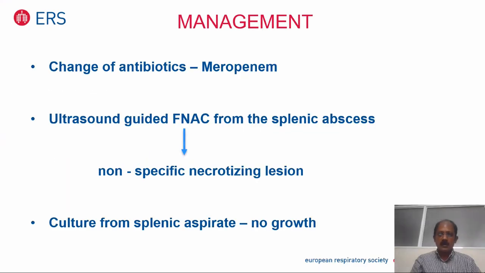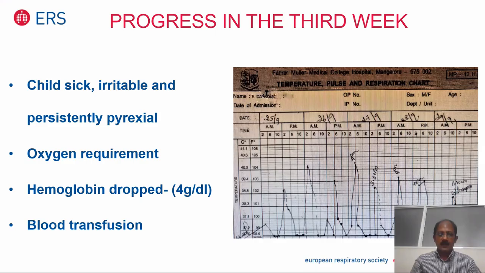Hence, the antibiotic was changed to meropenem, and after discussing with our radiologist, an ultrasound-guided FNAC was done from the spleen, which revealed a non-specific necrotizing lesion. Culture from the same splenic aspirate was no growth. In the third week since admission, she continued to remain pyrexial. She appeared more pale as the Hb dropped to 4, requiring oxygen support and blood transfusion.